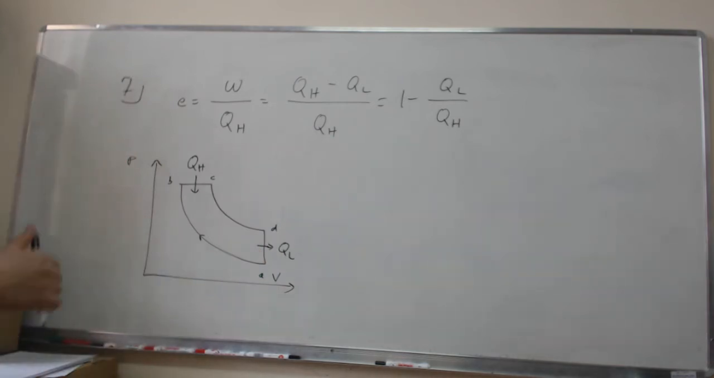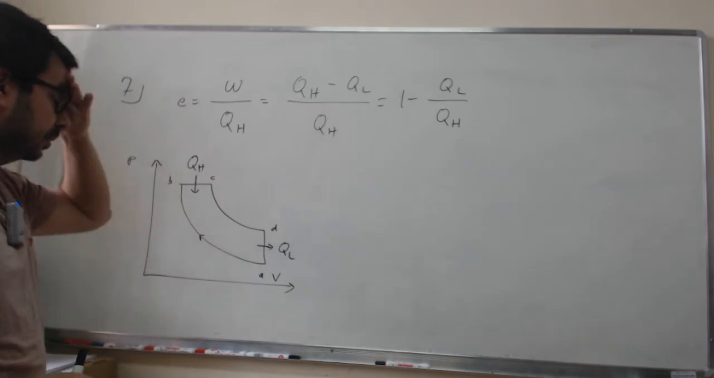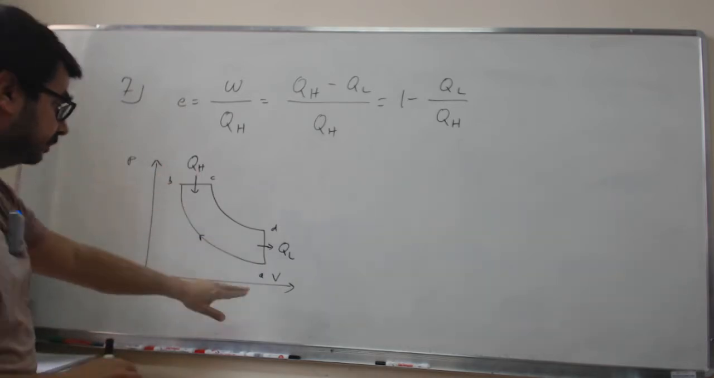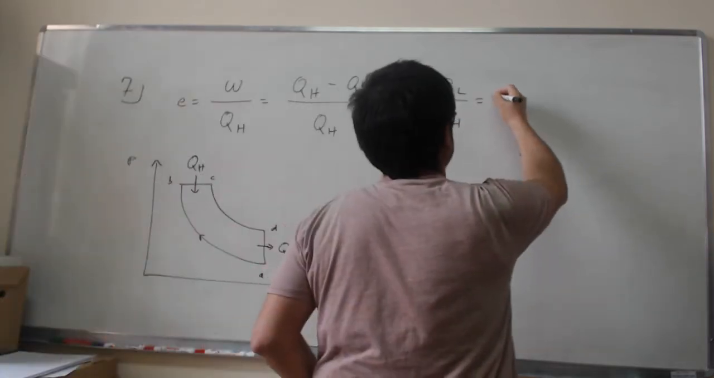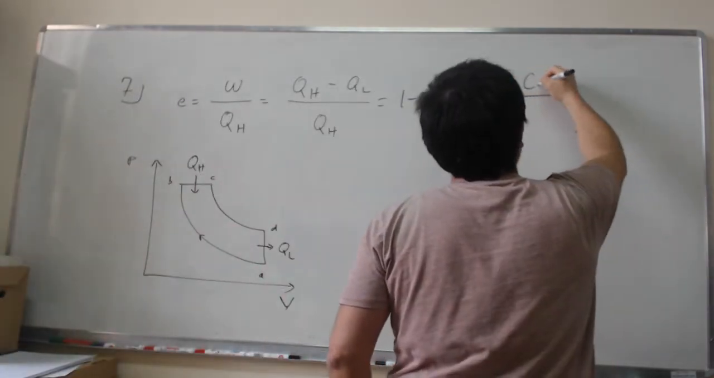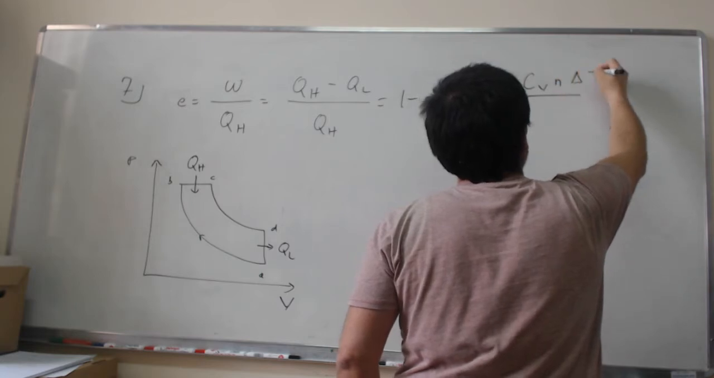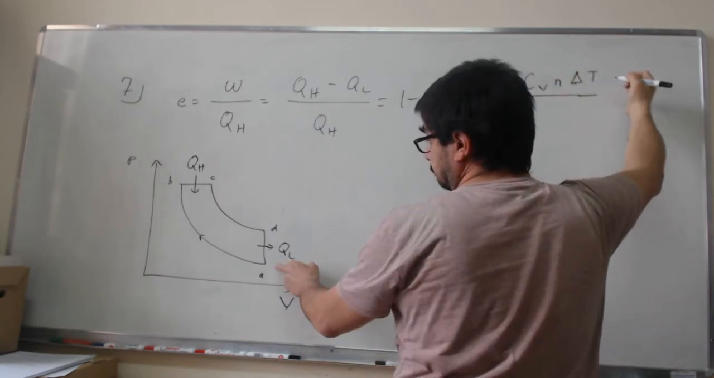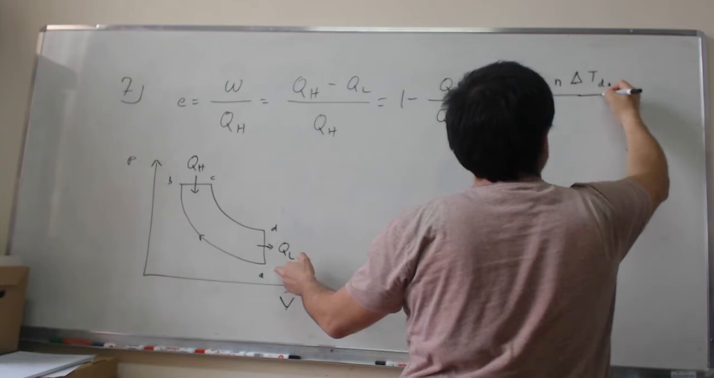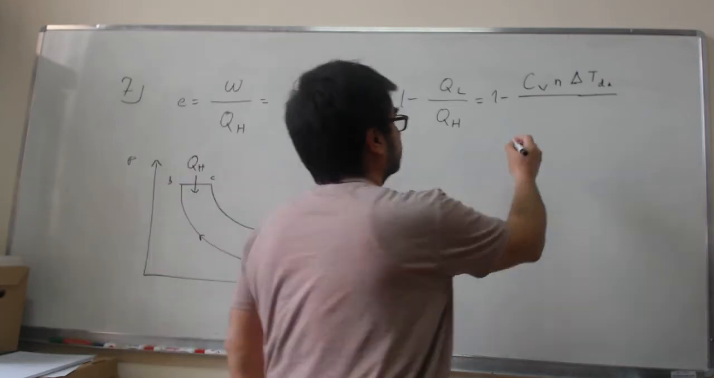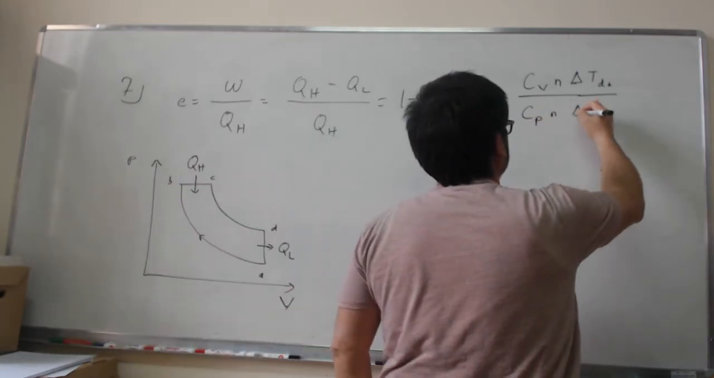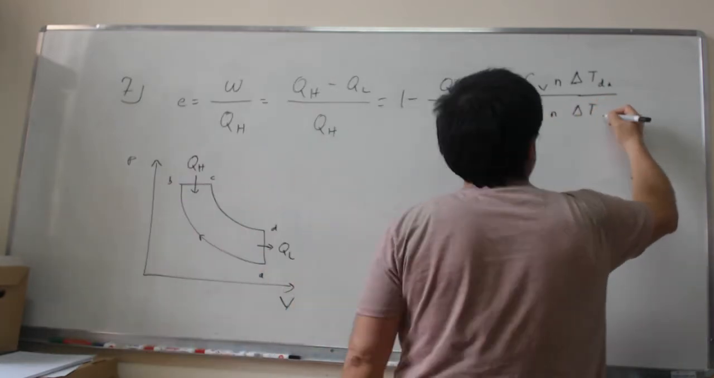I'm not going to write down the expression for efficiency, but we're going to start with this and manipulate that. Now this QL is taking place at a constant volume, right? So we can write this as 1 minus Cv times n times delta T, where delta T is from B to A, let's say. Whereas the other one is taking place under constant pressure, so the expression we are going to write there is Cp and delta T from B to C.